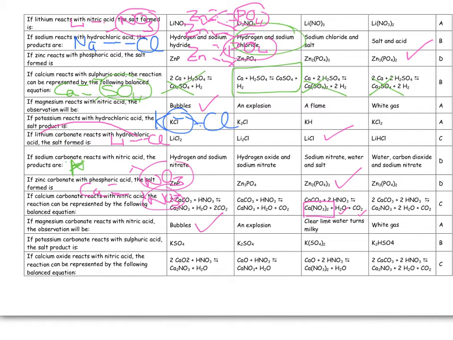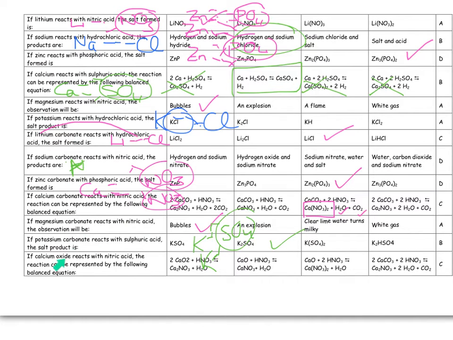If potassium carbonate reacts with sulfuric acid, I'm going to get potassium sulfate. We need to draw that out. Potassium has a valency of 1. Sulfate as an ion has a valency of 2. Potassium's in group 1, and so it's K2SO4.